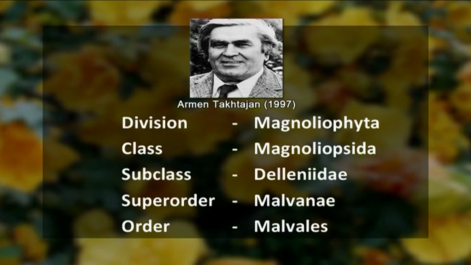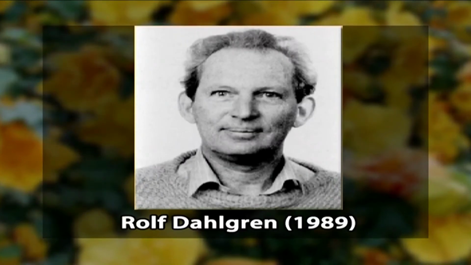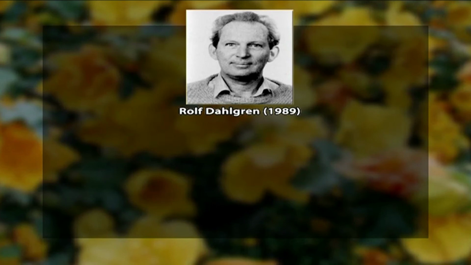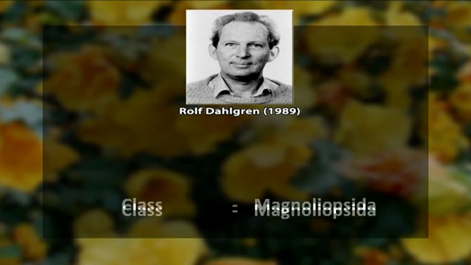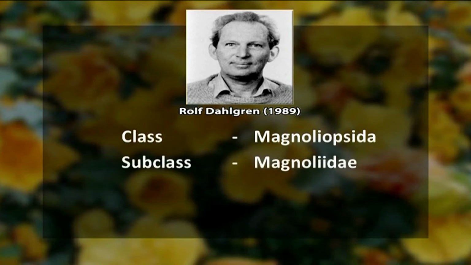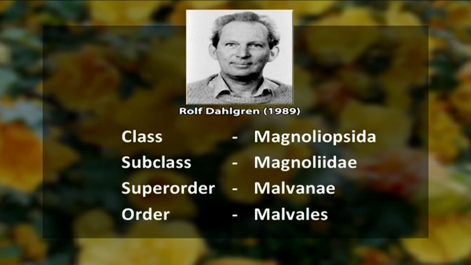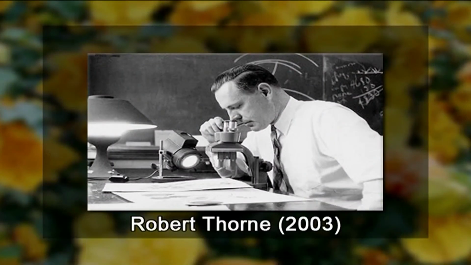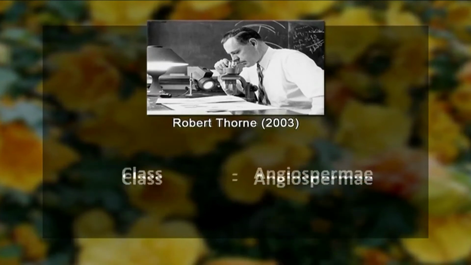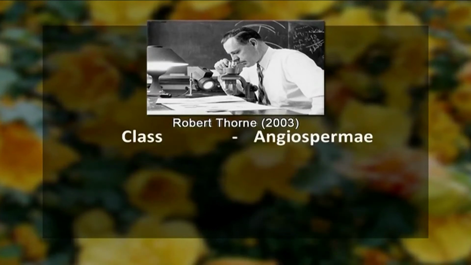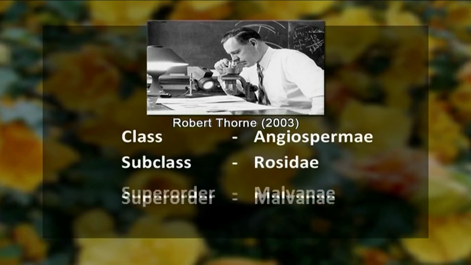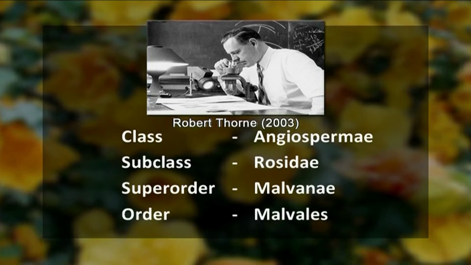Dahlgren, a famous Danish botanist who gave a system of classification, classified Malvaceae under the class Magnoliopsida, subclass Magnoliidae, superorder Malvanae, and the order Malvales. Robert Thorne classified it under the class Angiospermae. That means he didn't recognize the class Magnoliopsida. He classified it under the class Angiospermae, subclass Rosidae, superorder Malvanae, and the order Malvales.